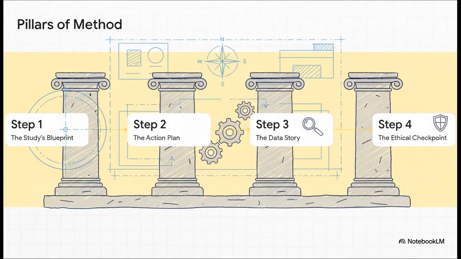So, to build a truly rock-solid method section, we're going to focus on 4 essential pillars. Think of it like this. First, the study's overall blueprint. Then, the detailed action plan. After that, the story of how you handled the data. And finally, the absolutely crucial ethical checkpoint. So, first up, let's talk about the blueprint.